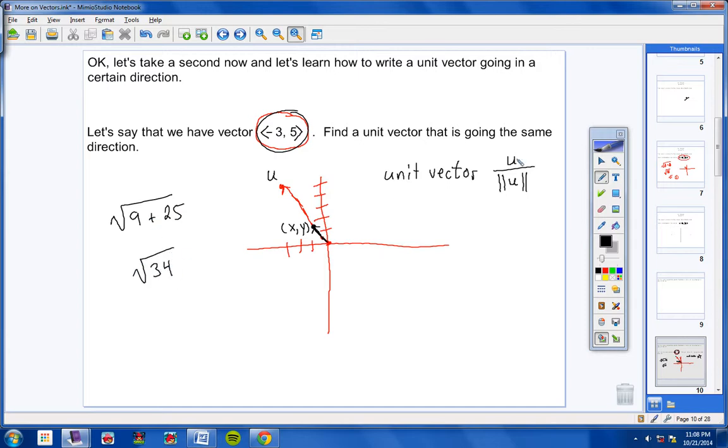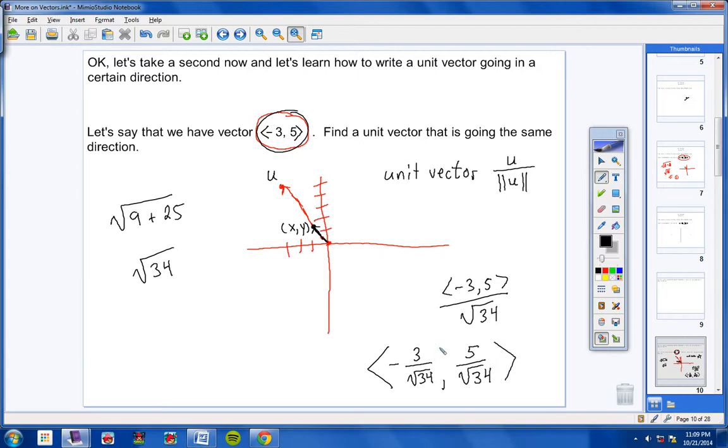Okay? So here's our formula. We have vector u up top. Of course, vector u up top is negative 3, 5, divided by the magnitude of u, and the magnitude of u is the square root of 34. So what you do is you take each number and divide it by the square root of 34. So the unit vector would look like this: negative 3 over the square root of 34, comma, 5 over the square root of 34.